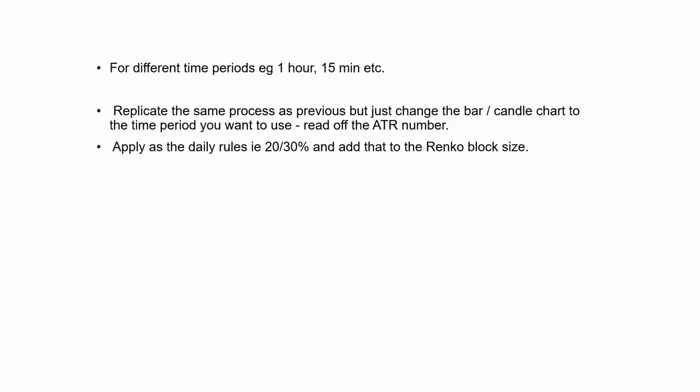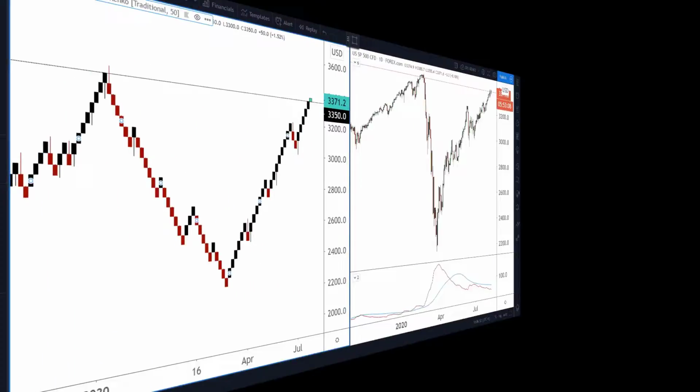And what do I do for 1 hour, 50 minutes, different time periods? Exactly the same process. I just change the candlestick bar chart to that time period and then take the 20 to 30% for the Renko block size. Exactly the same process, just different time frames.